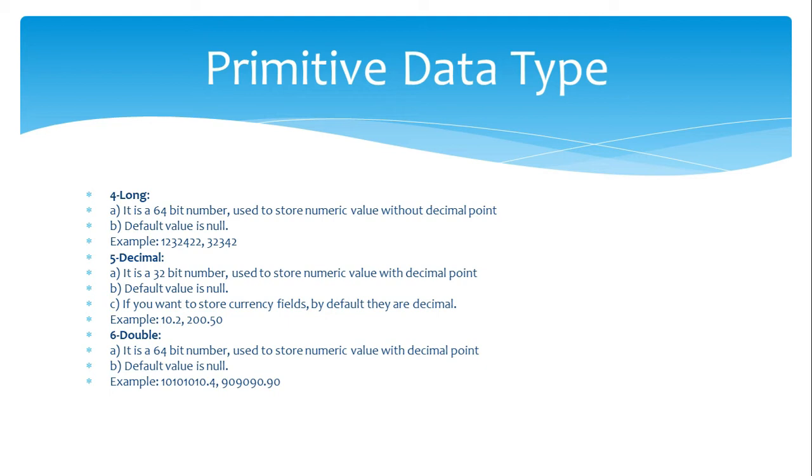Decimal: it is a 32-bit number used to store numeric values with a decimal point. Default value is null. If you want to store currency fields, by default they are decimal. For example 10.2, 200.50. Double: it is a 64-bit number used to store numeric values with a decimal point. Default value is null. For example 101010.4, 909090.90.